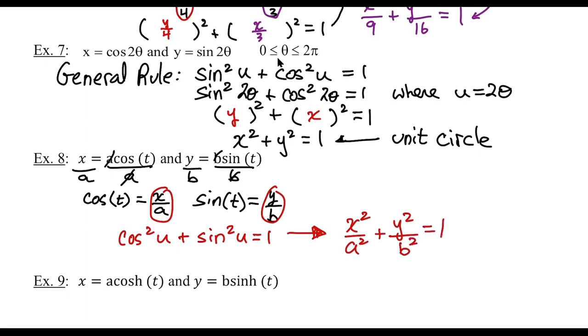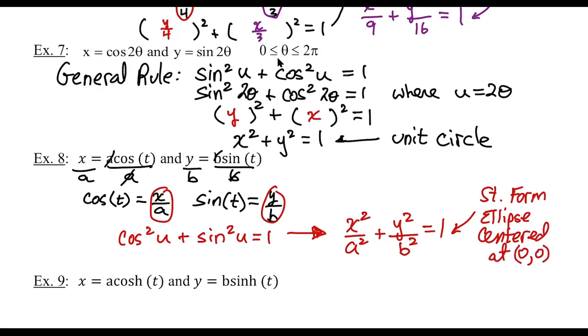is equal to 1. And it's an exciting moment if you remember that this is the standard form equation for an ellipse. Specifically one centered at 0, 0. Yeah, so that's a great aha moment.